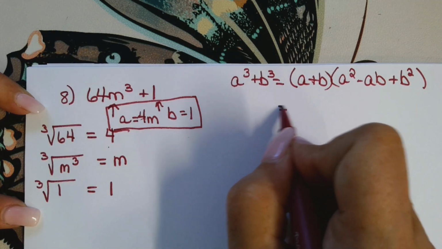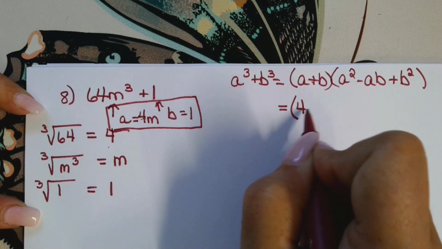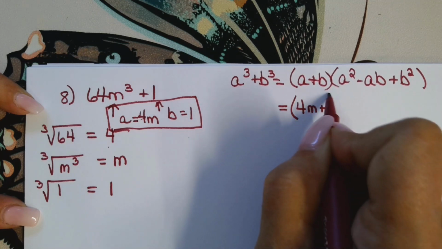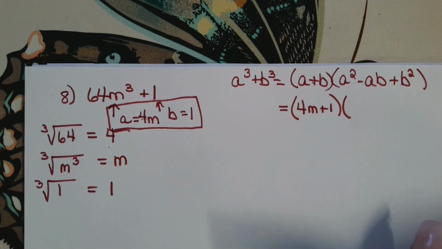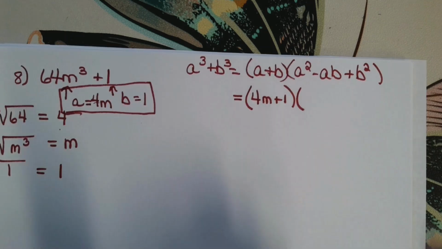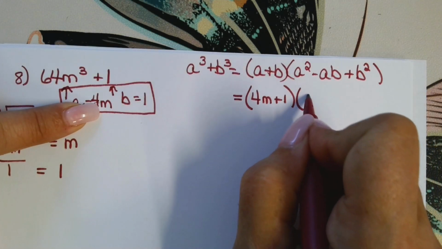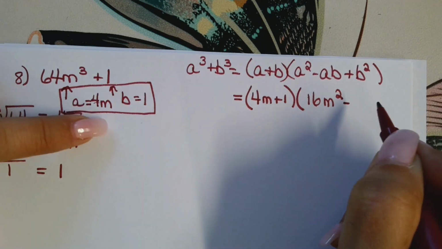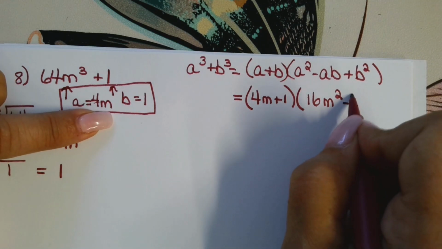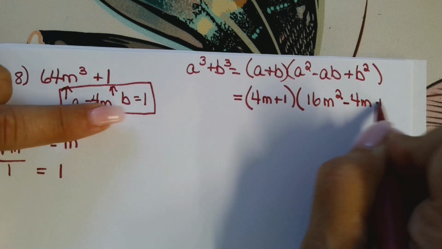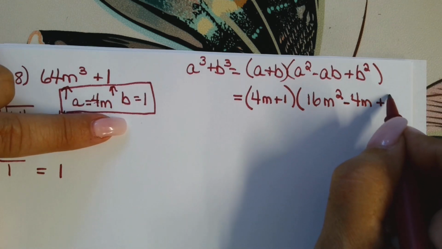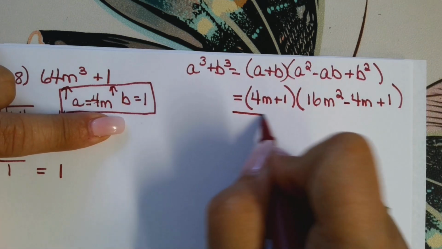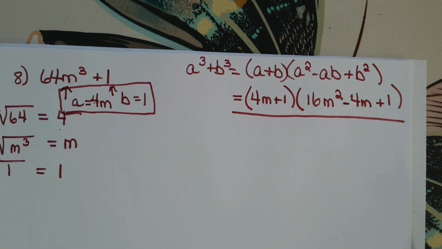So this is going to be a plus b, which is 4m plus 1, and then a squared, which is 4m squared, that's 16m squared, minus a times b, that's just 4m, plus b squared, which is 1 squared, which is 1. And that is your final answer.